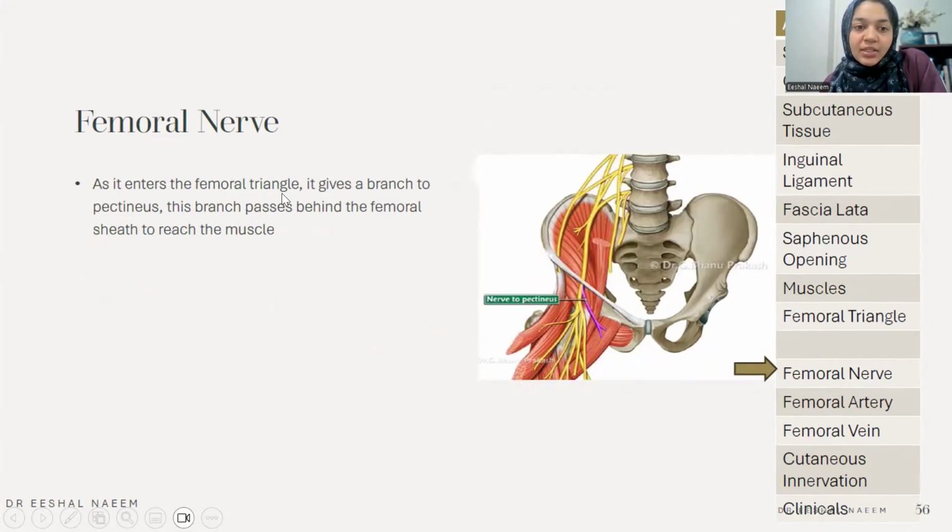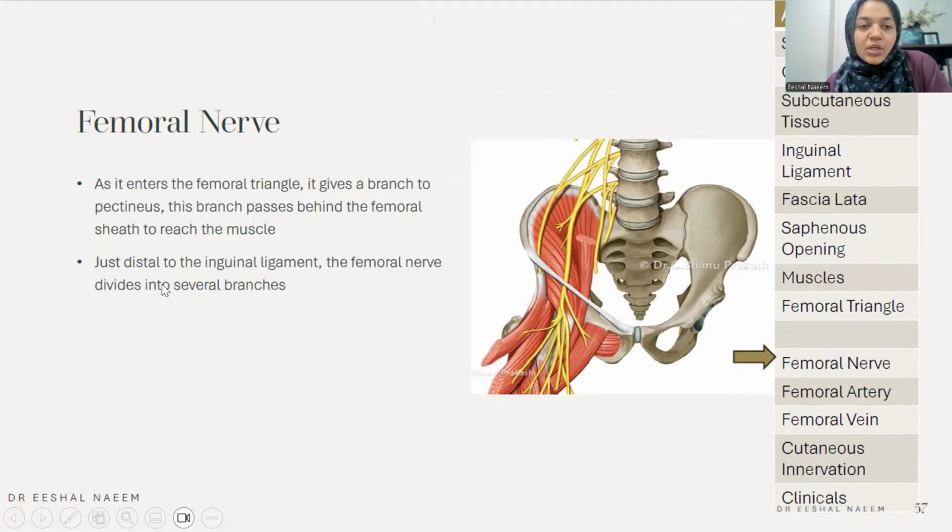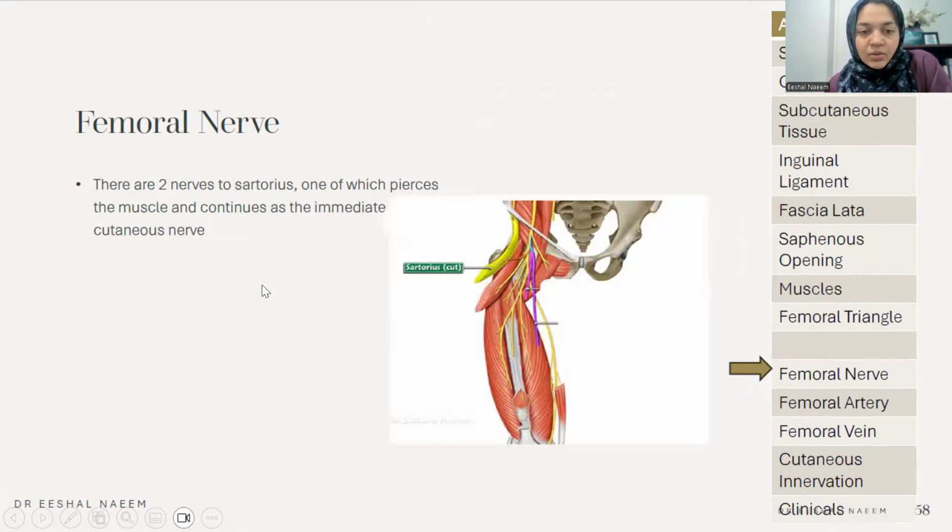The femoral nerve, as it enters the femoral triangle, gives a branch to the pectineus. This branch passes behind the femoral sheath to reach the muscle. So the femoral nerve is also supplying the pectineus here, which was originating from the pectineal line of the superior ramus of the pubis. Just distal to the inguinal ligament, the femoral nerve divides into several branches. All these branches, you can see the femoral nerve is dividing into them.